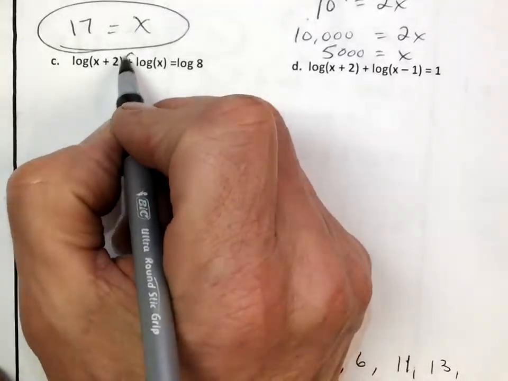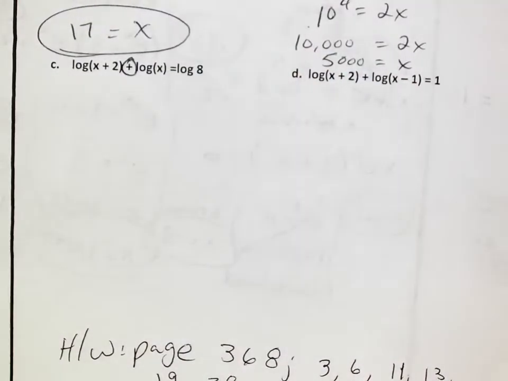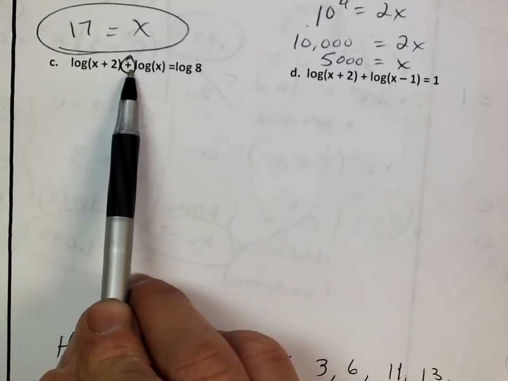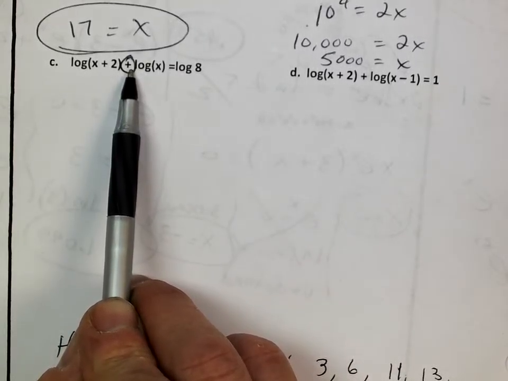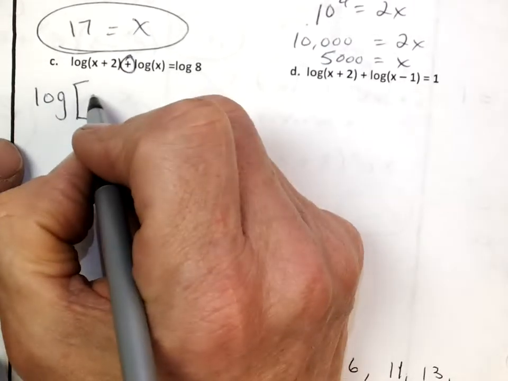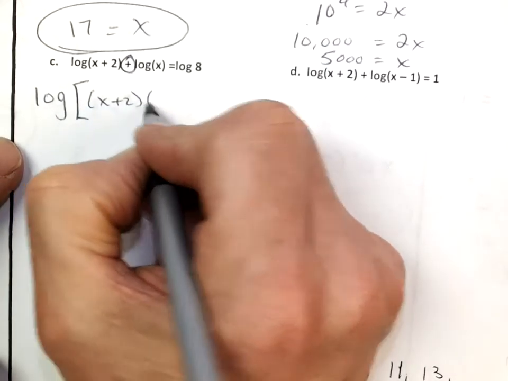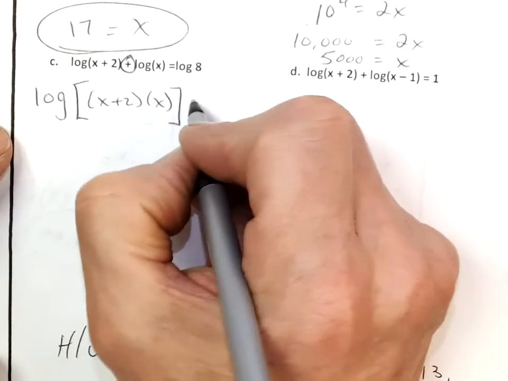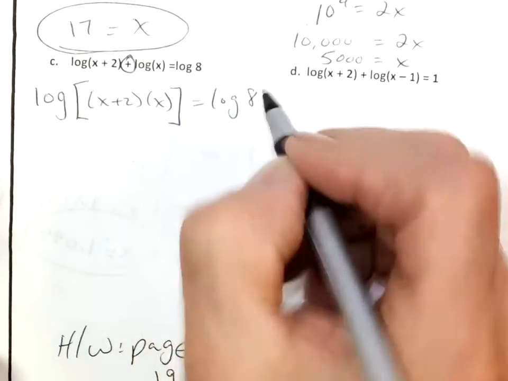Okay, now, how do I combine these logs? Let's go back to yesterday's notes. If it's add, we can bring them together as multiply, okay? Yesterday's notes said we can go log of x plus 2 times x equals log of 8, okay?